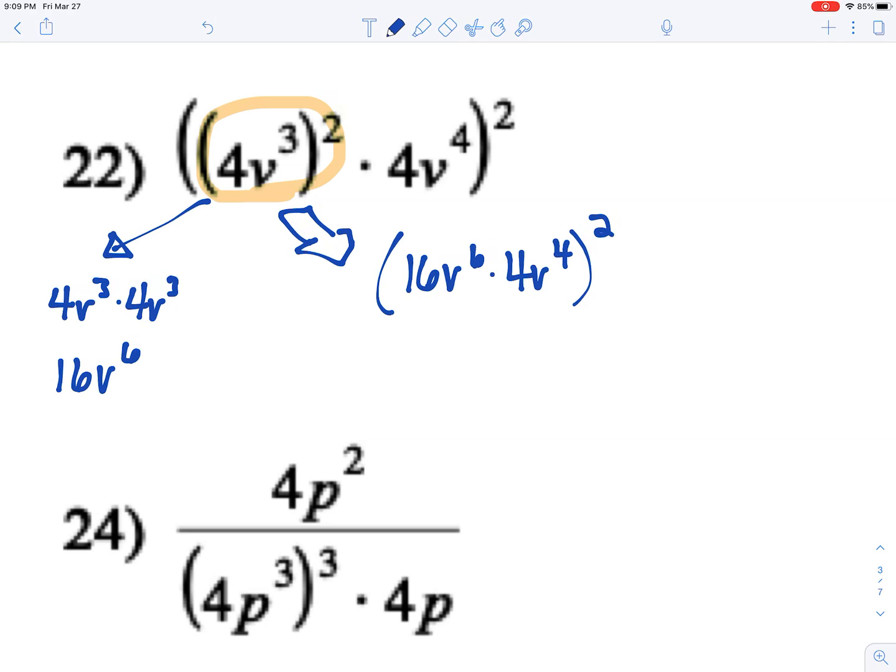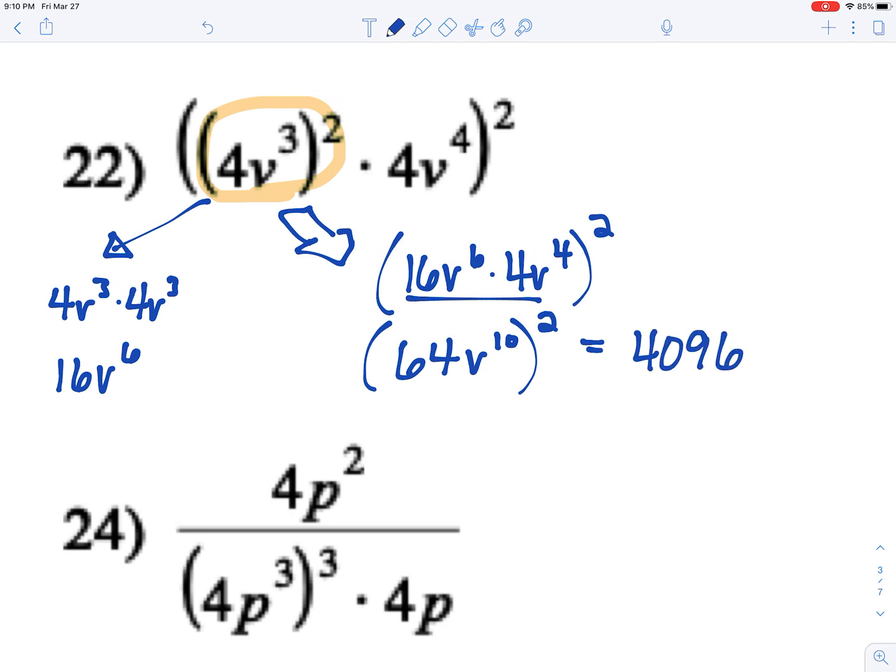And I'm going to combine now, instead of squaring something like I did before, I'm going to combine them in here. This is now 16 times 4, which is 64. And v to the 6th times v to the 4th is v to the 10th. That is all still squared. Man, 64 squared, I know it's going to end in a 6, but I'm going to need my calculator for that. Or, I've already done it. I've seen this as 4,096, and I check the answer key.